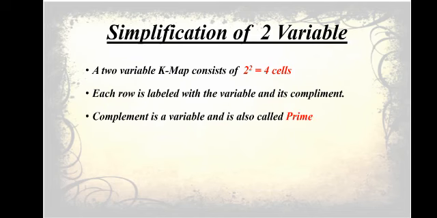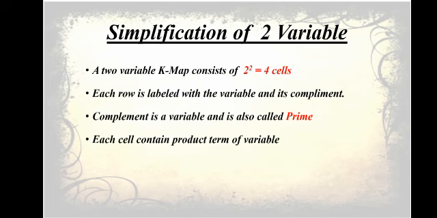Complement of a variable is also called prime. Here there are some words that are used for only one thing, like complement means a naught. We were drawing a bar on the variable and reading it like a naught. We can also read it like a prime. We can also read it like a complement.